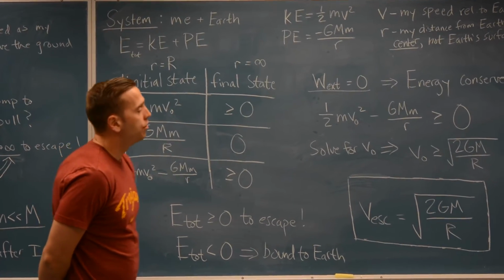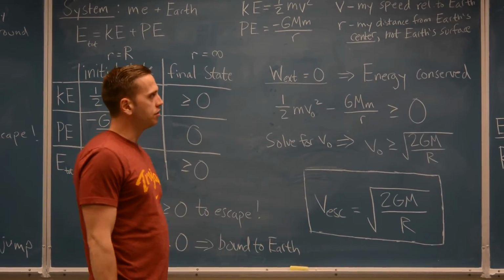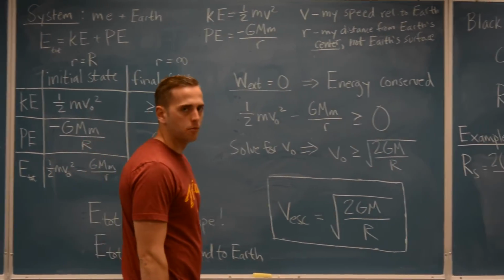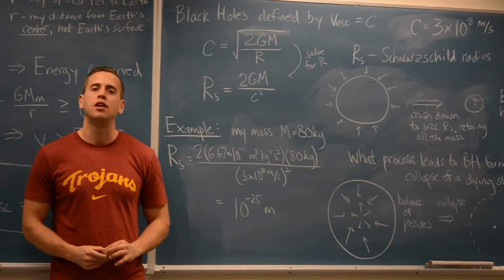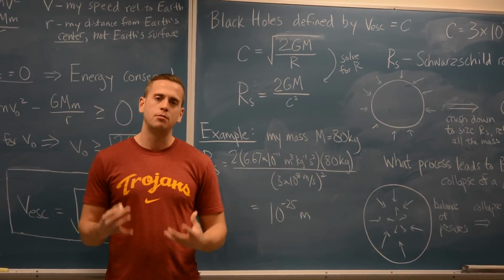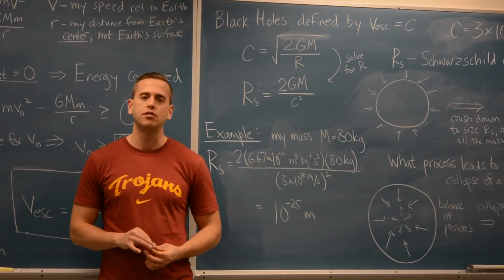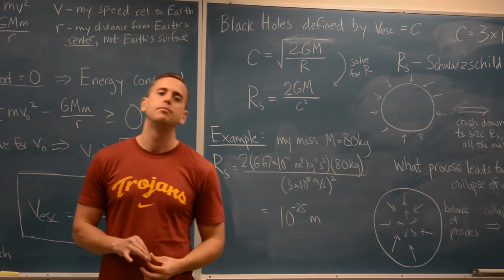Now, you can have a little bit of fun with this escape velocity equation by thinking about black holes. So, as you know, a black hole is an object that's got such an immense gravitational influence on things that not even light can escape from it.